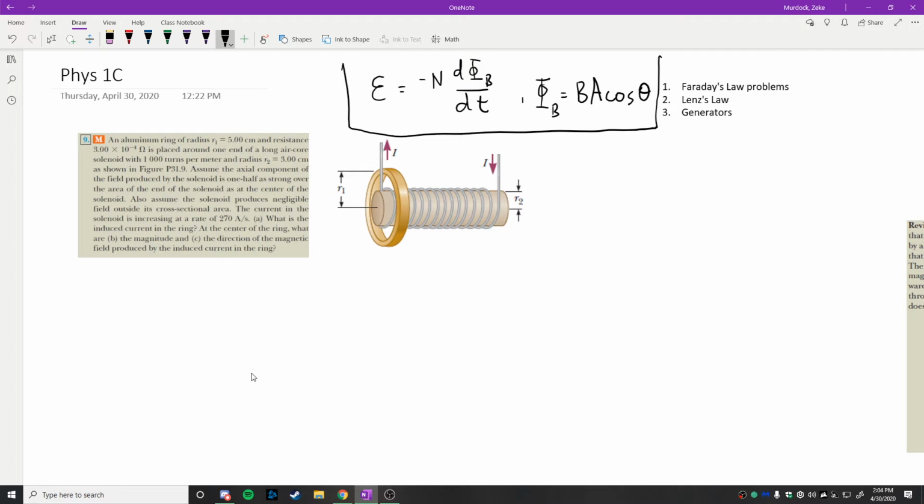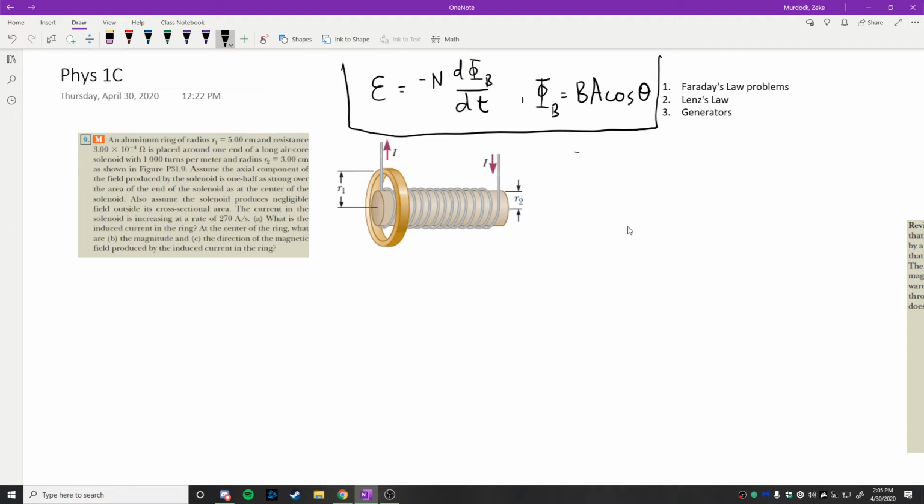Okay, so here's the problem. We've got this setup where we have a current I flowing through this set of loops and coils that are wrapped around this core. We have another coil, this little copper looking thing, surrounding it. It says an aluminum ring with a radius of 5 centimeters and a resistance of 3 times 10 to the negative 4 ohms is placed around one end of a long air core solenoid with 1,000 turns per meter and a radius of 3 centimeters.